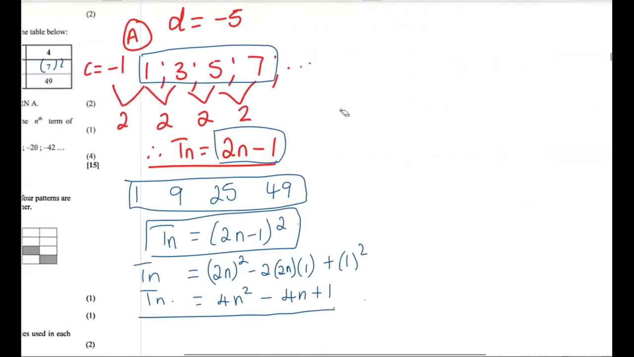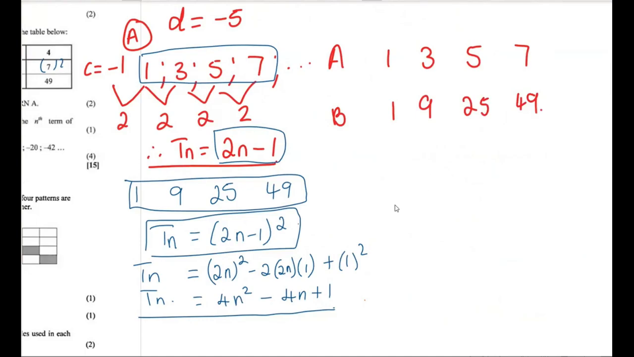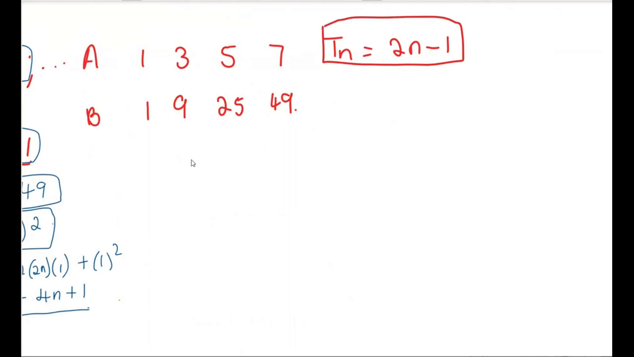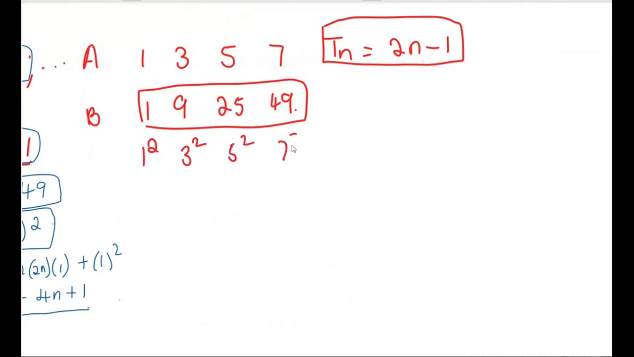Right, so what we are talking about here is that we have got pattern A, and our pattern A is 1, 3, 5, 7. This is pattern A. But pattern B becomes 1, 9, 25, 49. Now what we have noticed was the general formula for pattern A, Tn, was equal to 2n minus 1. So for us to create pattern A, we need 2n minus 1. But what we noticed was to create pattern B, all they did was they took pattern A and squared it. So 1 squared, 3 squared, 5 squared, 7 squared. If you do that, you will find this is 1, 9, 25, 49. Meaning they took pattern A and they squared it.